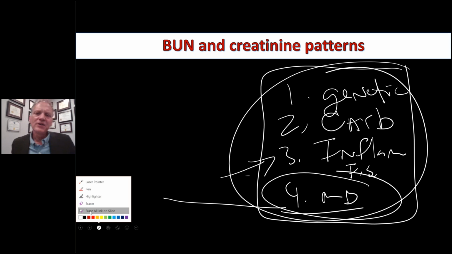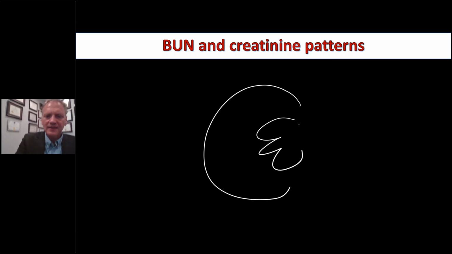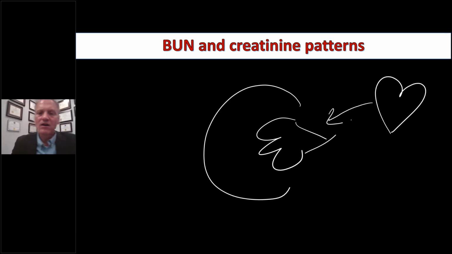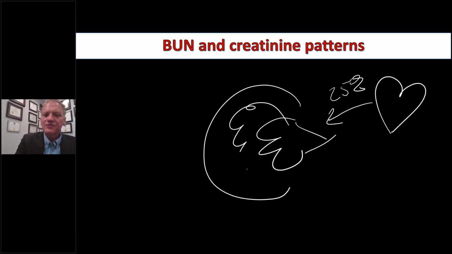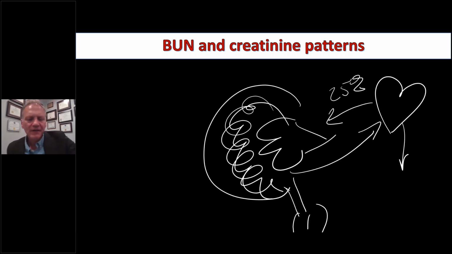Let's start here. BUN and creatinine. Let's look at a kidney. Here's the kidney. 25% of the blood, at resting heart rate, is going to go to the kidneys, and the kidneys are going to filter that blood. The waste is going to go through the bladder and out, and then the clean blood goes to the heart, out to circulation. The kidney is called the glomerular filtration system. It's made up of a whole series of small arteries, okay?